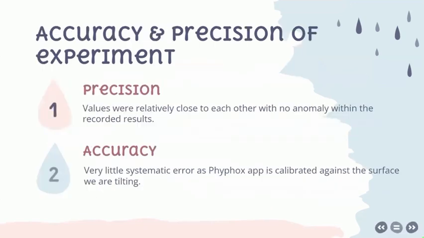As for the precision, the values we collected are relatively close to each other, and there's no anomaly within the recorded results, because there's little random error. However, as we are recording the angle of tilt after the rubber tile starts to move, there's inevitably some error caused by human reaction time. As for the accuracy, there should be little to no systematic error when using the phyphox inclinometer, as it is calibrated against a flat surface.